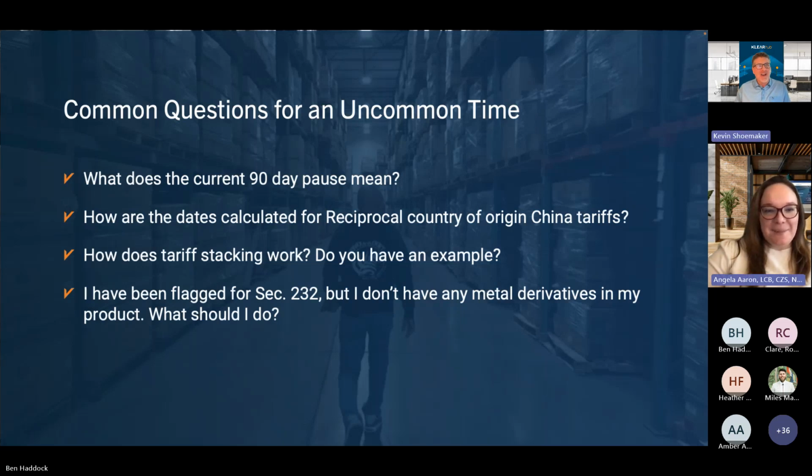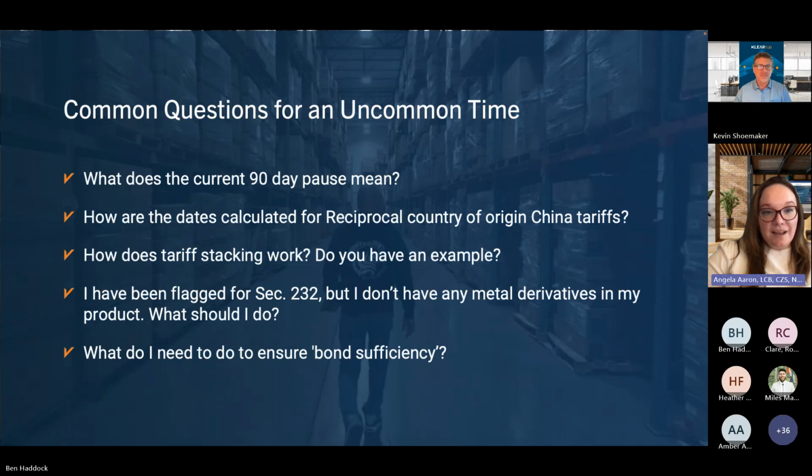All right, so the next topic, because of all of this, is gaining a lot of attention recently, and that has to do with bonds. So our next question is, what do I need to do to ensure bond sufficiency? Yeah, so if you've been in the trade for a while, the minimum bond amount is $50,000, and it's basically assessed at 10% of my annual duties and taxes. And that's been the rule forever and ever.